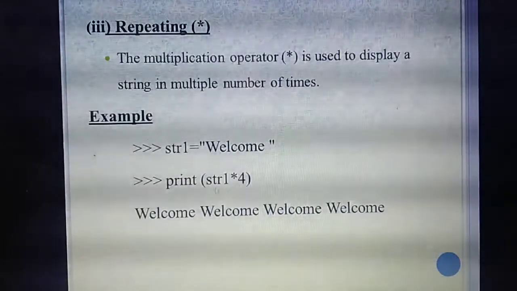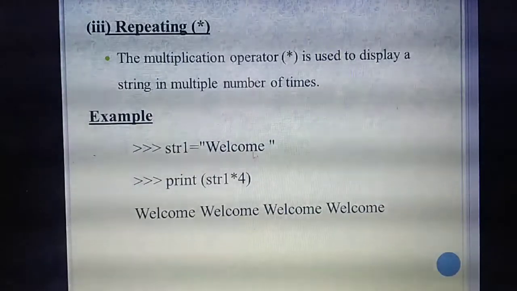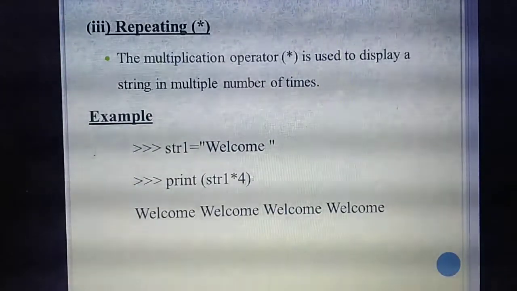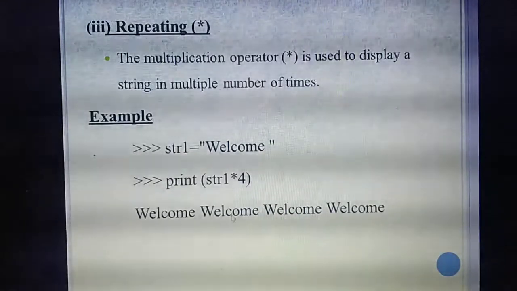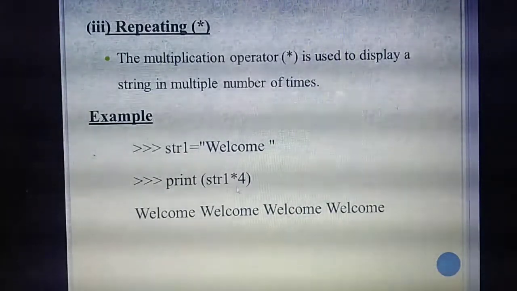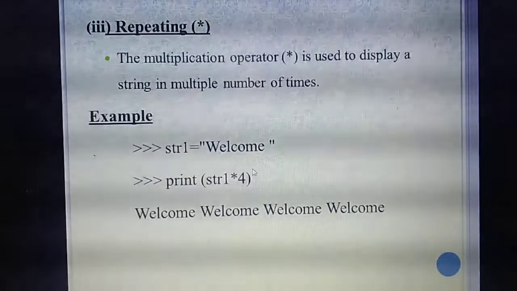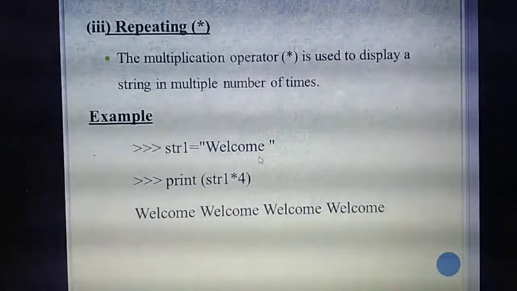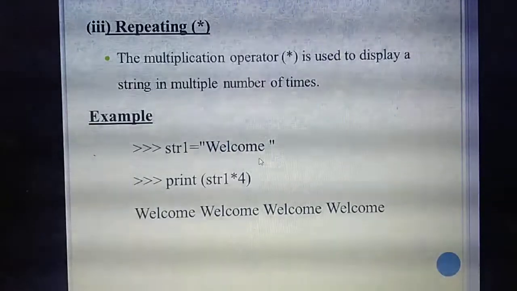Here if you give 2, it means 2. 3 means 3. See the output. How many times will the word display? 4 times. Understand? If you give 3, it will come 3 times. 1 means 1 time it will come. Based on that number it will display the number of times. Understand? The third operator is the repeating operator. Understand?